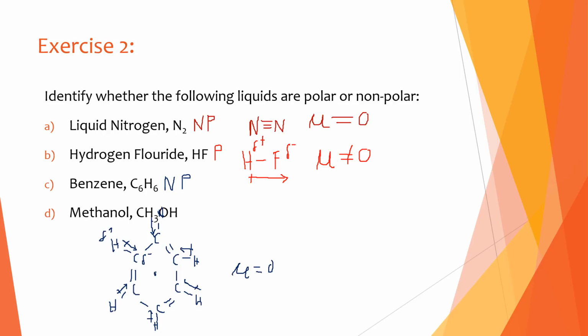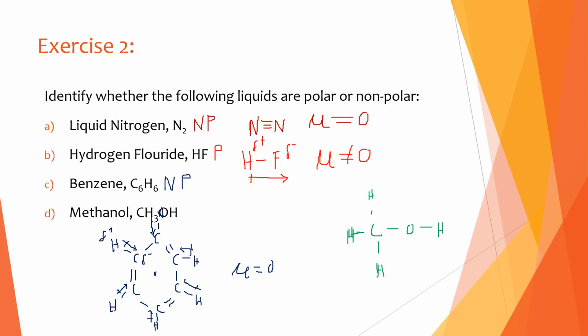And lastly, for methanol, the Lewis structure for methanol will look like this. You have one oxygen and three hydrogens attached to the central atom, which right now is carbon.